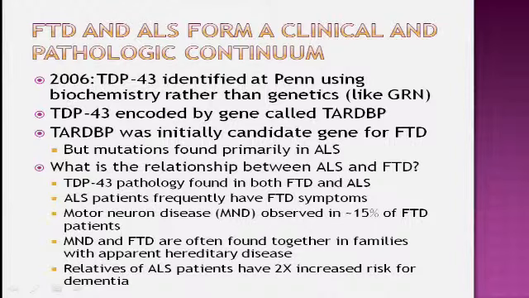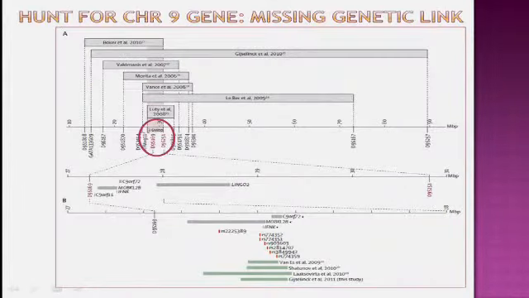And there are some clinical findings that also support this. ALS patients, as you've heard from the clinical talks this morning, frequently have FTD symptoms. Motor neuron disease is observed in about 15% of FTD patients. And in families that have familial disease, you often find FTD and ALS in the same family. And finally, relatives of ALS patients have about a twofold increased risk of dementia. And so what was missing here, we had a protein link, but what we didn't have was a genetic link that linked FTD and ALS, and that locus was on chromosome 9.